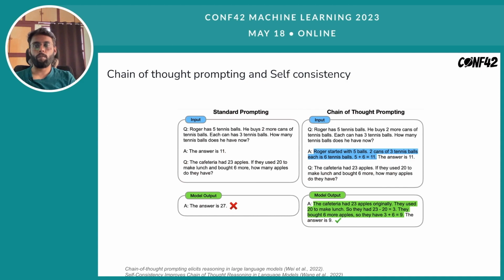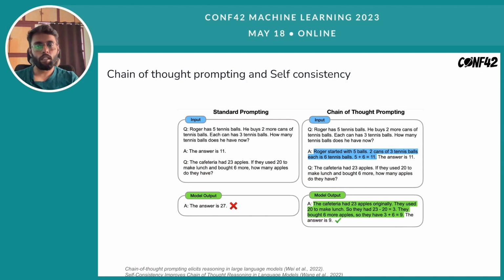So in chain of thought prompting, the authors, Jason Wei, had tried to do the following. For all the mathematical and other reasoning related questions, instead of asking the model for the direct answers, if we ask the model to generate step-by-step reasoning and then generate the final answer, they found that the model tends to generate better answers. The accuracy of generation of answers was better.